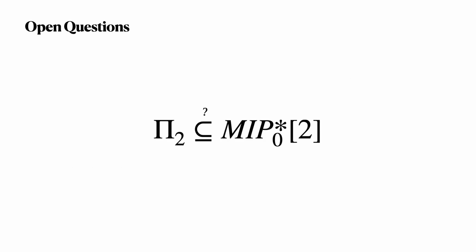We will present two open problems. The first open problem asks whether pi2 is contained in multi-prover interactive proofs with 2 players. We said earlier that this would refute Connes' embedding problem, so we expect that this is a difficult task.